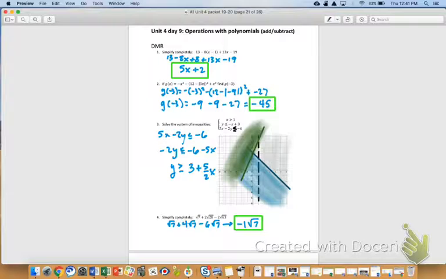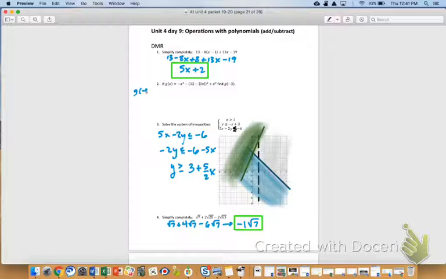Number 2, I got negative 45. Any questions on details there with number 2? Could you redo number 2 for me? Sure. Okay, so number 2, I think it's best if we do the whole empty parentheses thing. So I'll start off with that. I'll say g of negative 3 equals, and I'm just going to plug things in with empty parentheses.